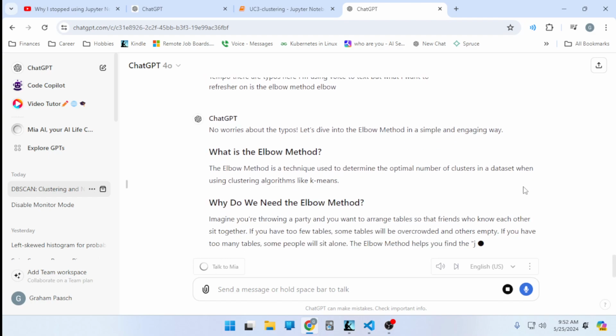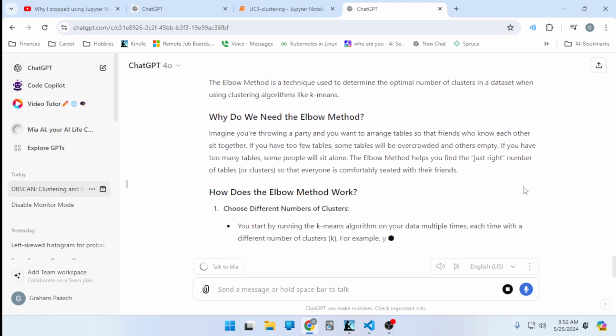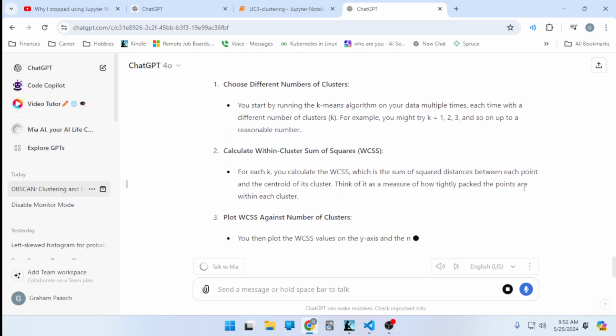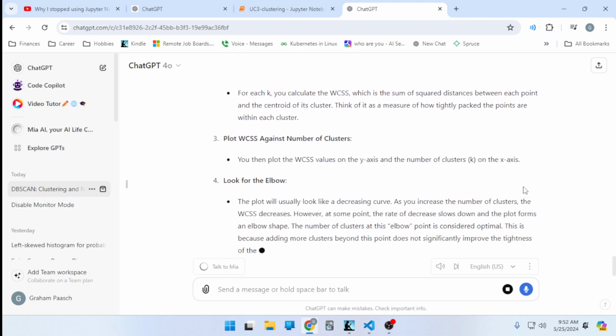Let's dive into the elbow method in a simple and engaging way. What is the elbow method? The elbow method is a technique used to determine the optimal number of clusters in a dataset when using clustering algorithms like k-means. Why do we need the elbow method?